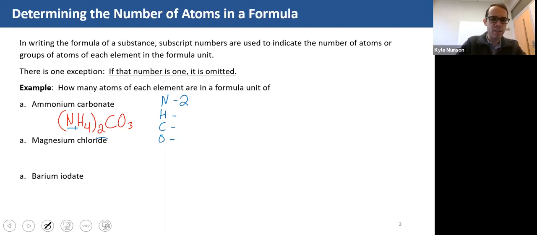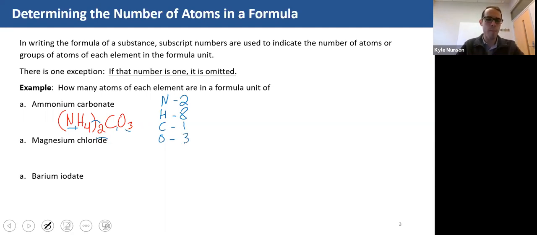Same idea with the hydrogens. I have 4 times 2, you just multiply the number on the inside of the parentheses by the number that's on the outside of the parentheses here. So I have 8 hydrogens. Again, there's 4 per ammonium ion, and I have 2 ammonium ions. For carbons now, I just have 1 because that 1 is omitted. And then here I have 3 oxygens.